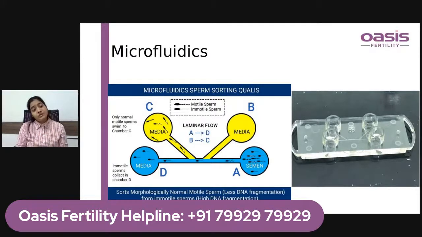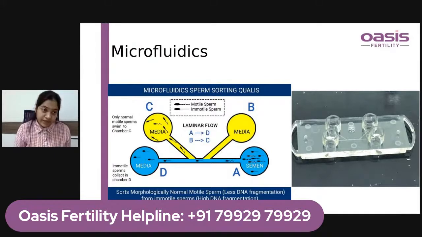These are basically used for the patients with oligozoospermia, or the patients with raised DFI, or the patients with motility problem, asthenospermia, and in whom there was a previous fertilization failure. In these patients, these sperm selection techniques can be used. Now, what are these different sperm selection techniques?